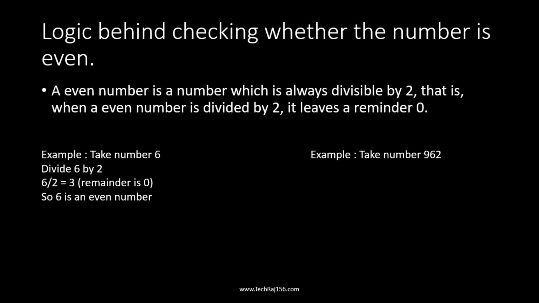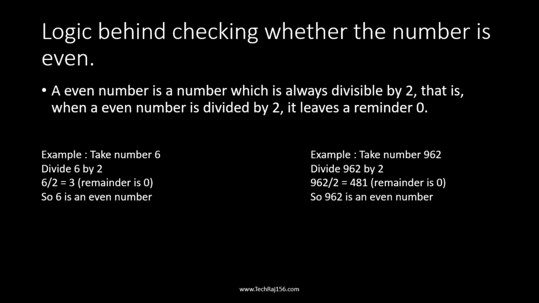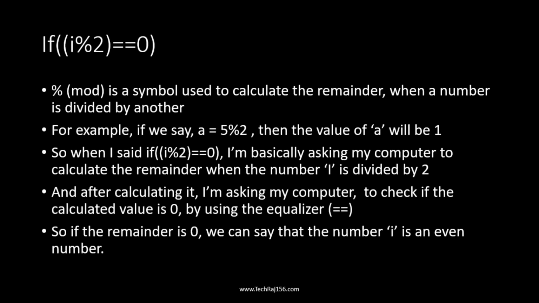In the same way, let's take another example. Let's take the number 962, and it is also an even number, as we all know. So divide 962 by 2, it's going to be 481, and once again the remainder is 0 because the output that we have got is not a decimal value, so the remainder is 0, obviously. So which means 962 is once again an even number. Using this, we are actually going to build up the logic. Let's see how we do that.